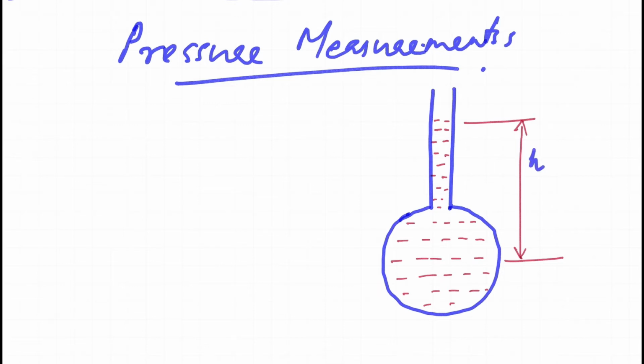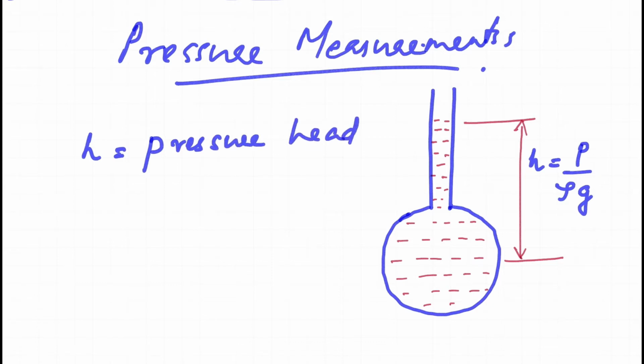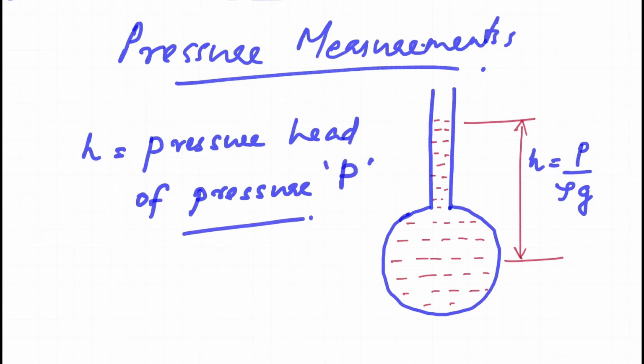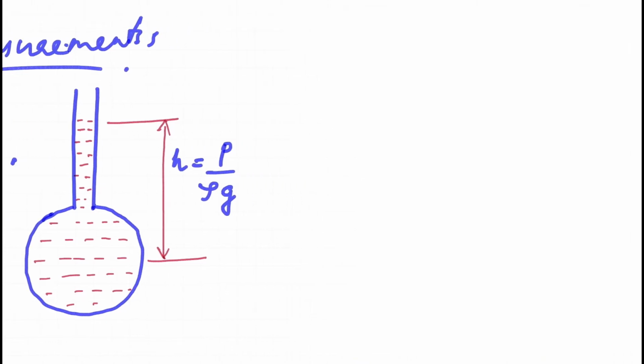So how can you relate this to the pressure? Basically the pressure in the pipe is a function of density and the gravitational force, and that is related with the height of this liquid column with this relation: H equal to pressure inside divided by rho of the liquid, or density of the liquid, times the gravitational force. Or you can also say H is the pressure head of the pressure P exerted within that pipe by that fluid, the flowing liquid or whatever is flowing through the pipe.